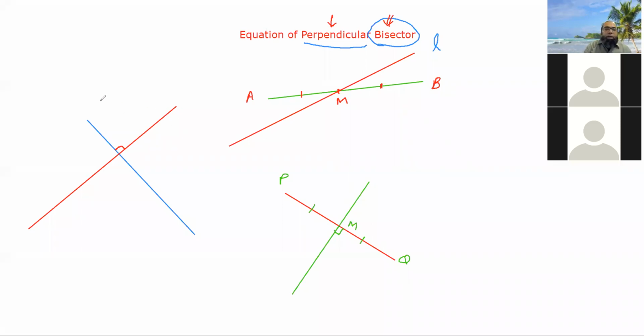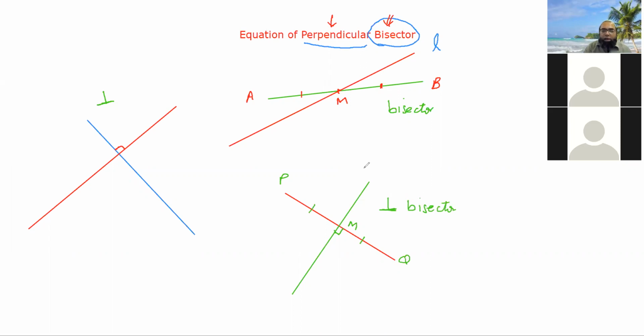Okay, now, in this case, we just had the perpendicular situation. In this case, we just had the bisector situation here, okay? But here, it is both. This is the symbol for the perpendicular, okay? Perpendicular bisection is happening here, okay? So this is the perpendicular bisector.